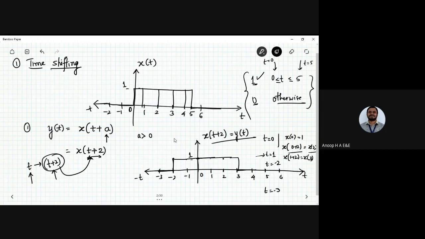So when we have x of t plus 2, you can say that this signal x of t is translated towards the left by 2 units. So that is what this signal, y of t, which I have written here, represents.